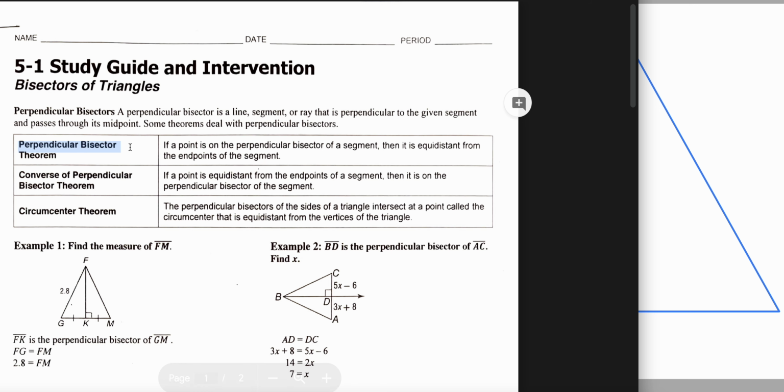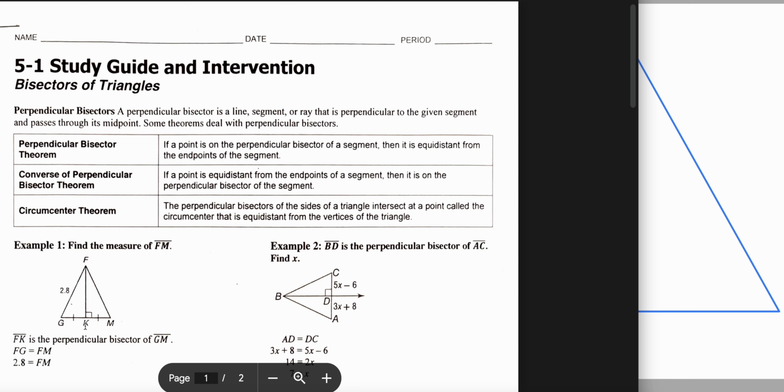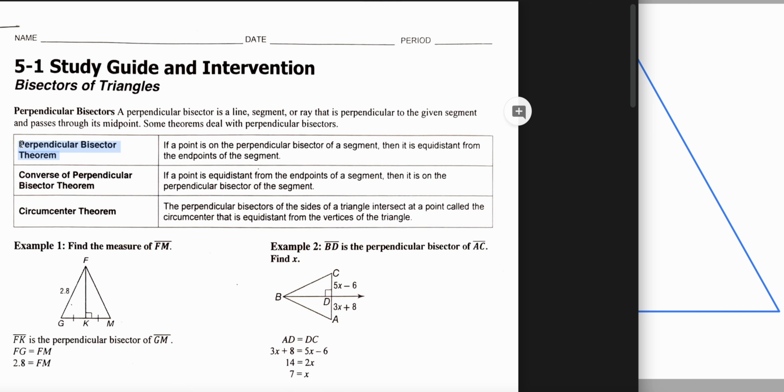And so what this theorem is saying is that if you have a point on the perpendicular bisector of a segment, then it's equidistant to the endpoints of the segment. What does that mean? That means in this figure, if FK is the perpendicular bisector of GM, then GK is congruent to KM. Right? That's what the perpendicular bisector theorem lets us say.